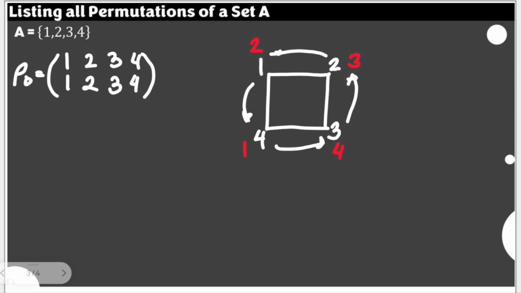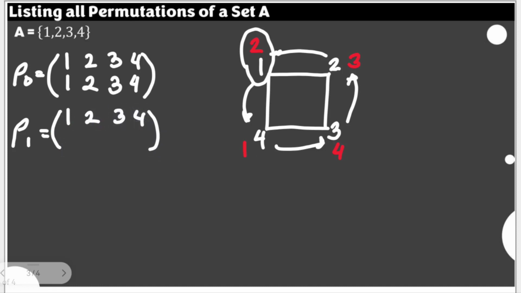And if you can see here, just by this pairing, you could see that the element 1 is now mapped to 2. Okay, so writing it like this is actually your rho sub 1. You still have 1, 2, 3, 4 here, but now your 1 is mapped to 2. Your 2 is now mapped to 3. 3 is now mapped to 4, and 4 is mapped to 1. That's your first rotation, your second permutation.